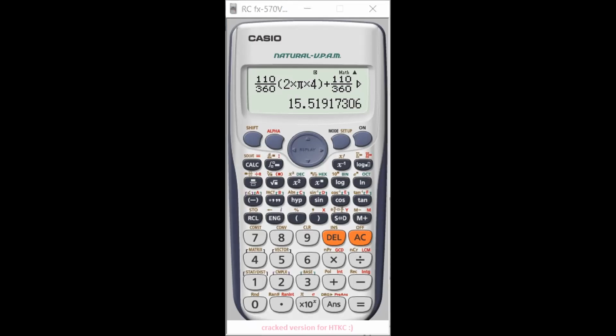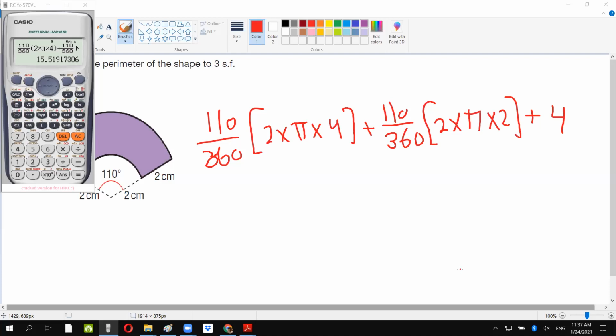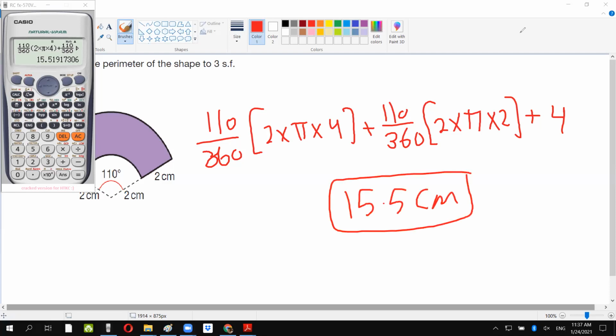I can write here 15.5 centimeters. Okay. Can I ask a question? Yes. I did not understand the part after the plus, the 110 over 360, on the right. This one you mean? Yes. Okay, right, let's go, guys.